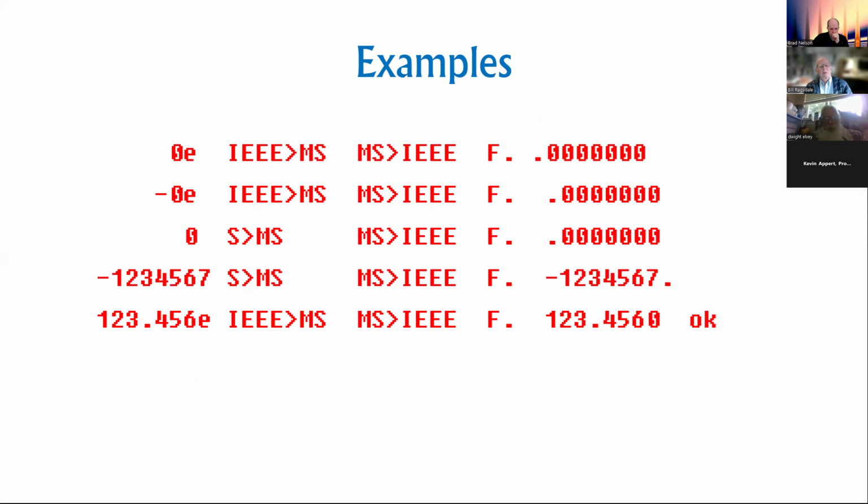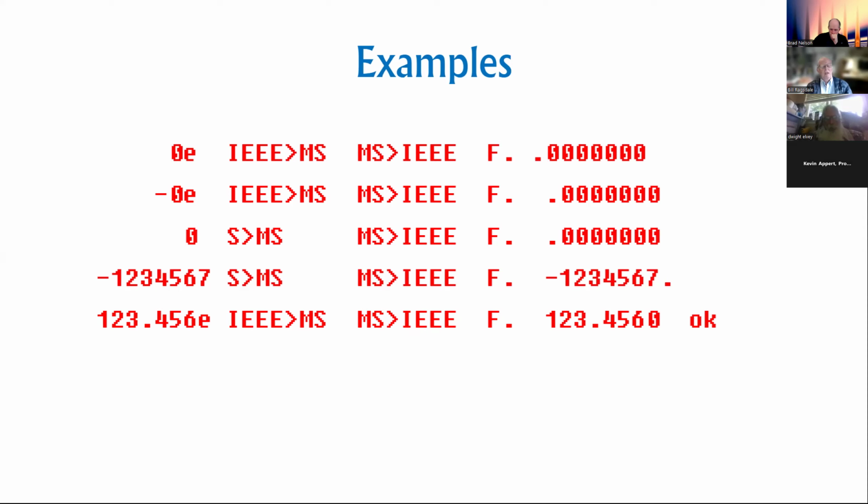Here are some examples of the use. At the start here, we have 0e, which is a floating point 0. We convert that IEEE to MS, then we convert MS to IEEE, F. prints it, and we see 0. So we've done a two-way conversion, and both conversions agree. Just for grins, we try a -0, and it's accepted properly.